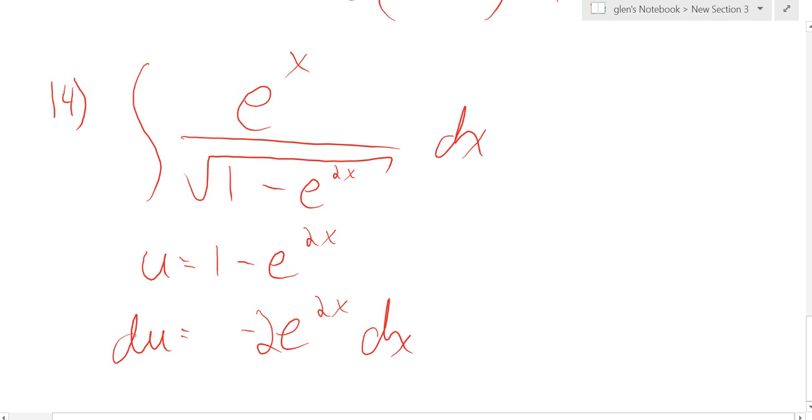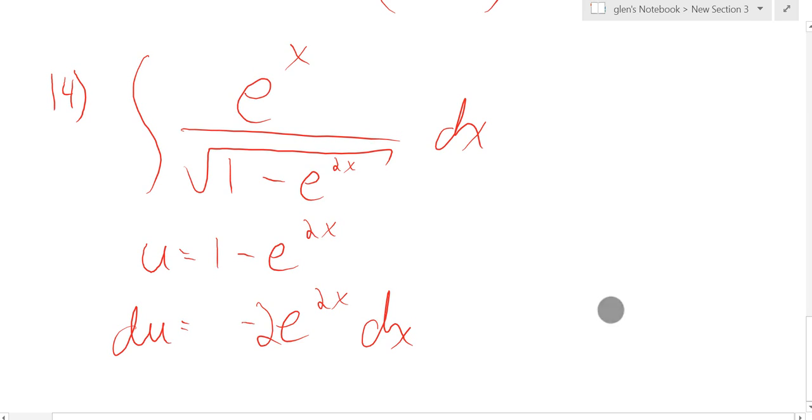The derivative of 2x is negative 2 e to the 2x. But either way, look at where the du is: we can't get du to be up there. We don't have an e to the 2x. We just have e to the x. Which means that this is not the right substitution.